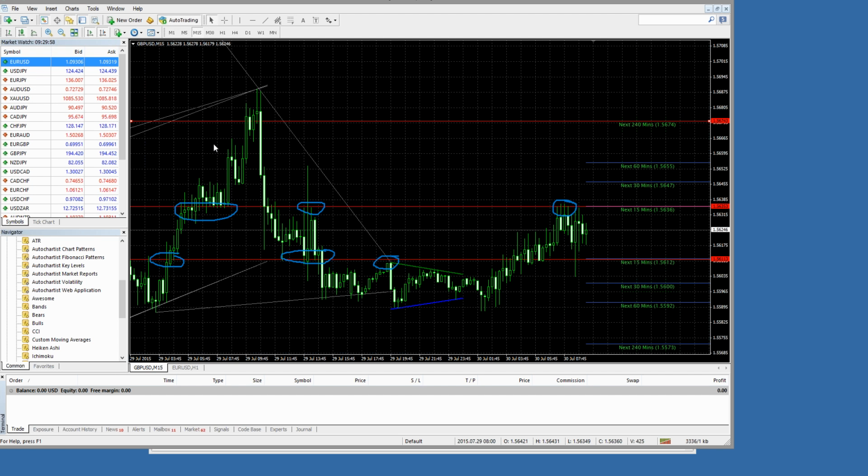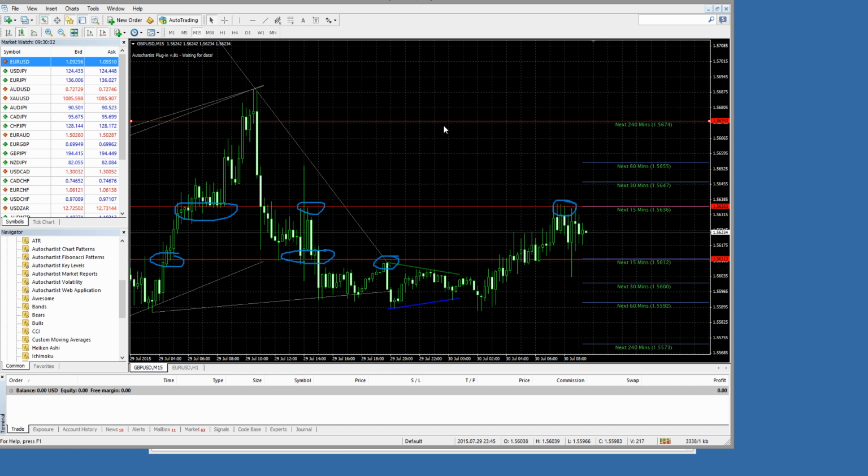So maybe if the price reaches that kind of level, 156.74 on pound dollar, we might see a turnaround or some kind of consolidation in the next 24 hours. But certainly not that significant. However, if we look on the short side, there are significant levels here.